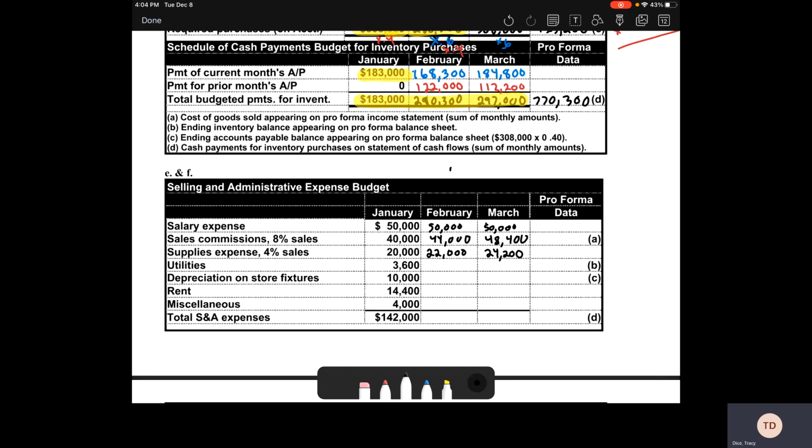Utilities expense is a fixed expense, so that's just 3,600. The depreciation on store fixtures is again fixed, so that's going to be 10,000 each month. Rent is a fixed expense, so it's 14,400 each month. And then our miscellaneous is also a fixed expense of $4,000 each month.